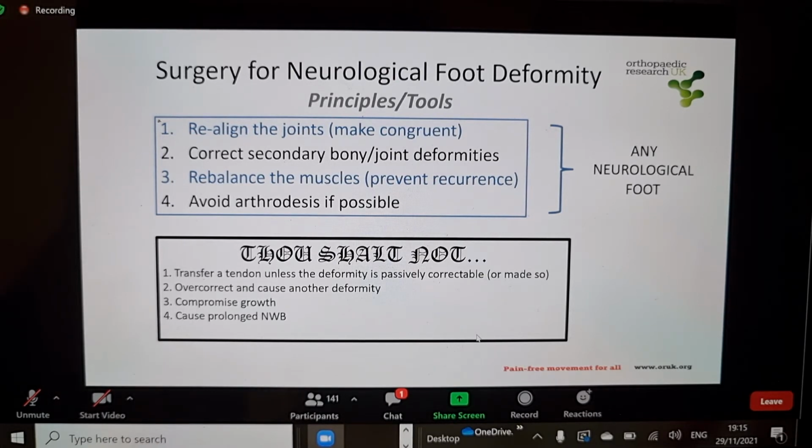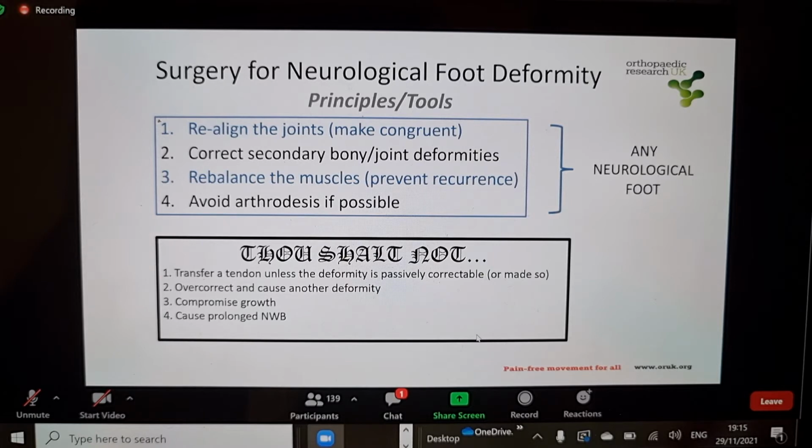Second commandment for us, we must try and avoid overcorrection and causing another deformity which is even worse than the first. And I'll give you a couple of examples in a second. We must not compromise growth. I mentioned triple arthrodesis being a prime candidate for doing that. And finally, in cerebral palsy, we must try and avoid prolonged non-weight bearing because these kids are already weak and they're only going to get weaker after surgery.